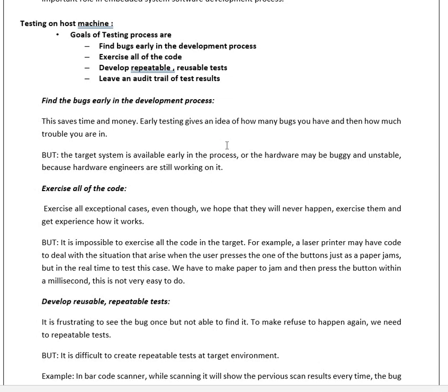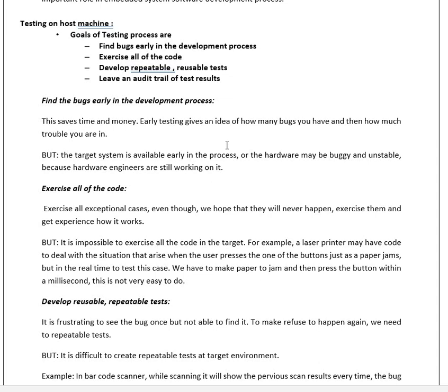Early testing gives an idea of how many bugs you have and how much trouble you are in. But the problem with this goal is the target system may not be readily available or the hardware may not be completely ready to test the code. Next comes exercise all of the code. This is a condition where you have to write the code for all the exception cases which you think will never happen.